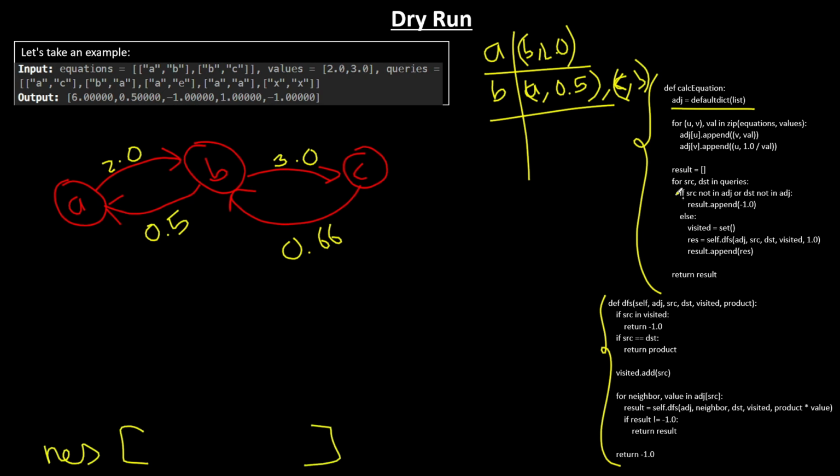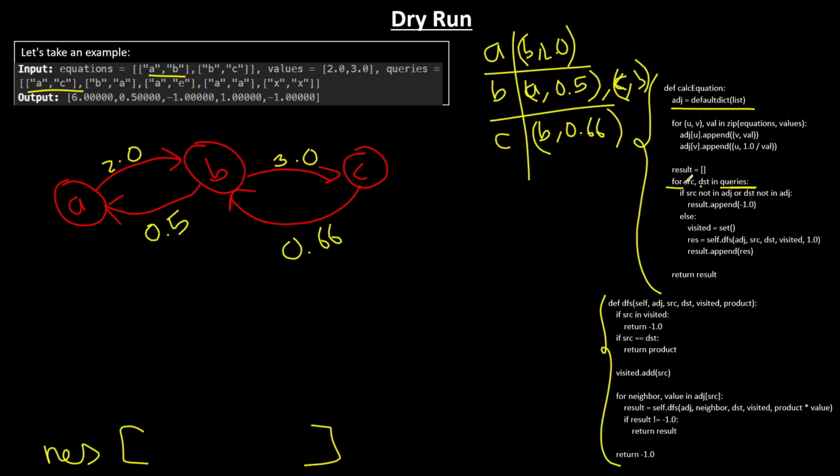Okay. Now we will start iterating. Okay, for source and destination in queries. Let me draw it already. C will have B with value, C to B is 0.66. So I have values from A to B, B to A, and B to C, and C to B. Okay. So it starts with the first equation which has A comma C. Then we check whether we have A or C in our dictionary.